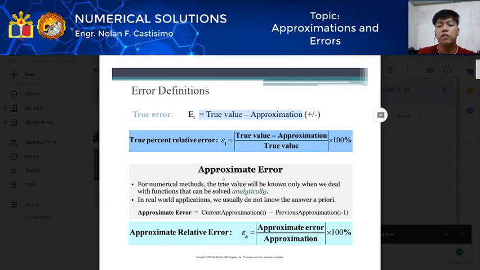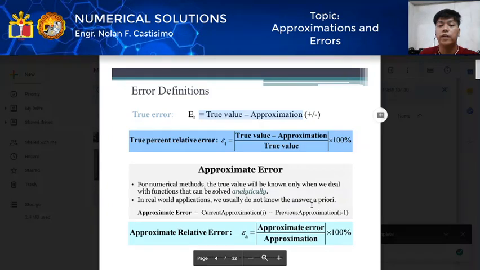Next, approximate error. For numerical methods, the true value will be known only when we deal with functions that can be solved analytically. So in real-world applications, we usually do not know the answer a priori. So for example, we have this formula: approximate error equals current approximation minus previous approximation. The formula for our approximate relative error, epsilon sub a, is equivalent to the absolute value of approximate error divided by approximation, times 100%.